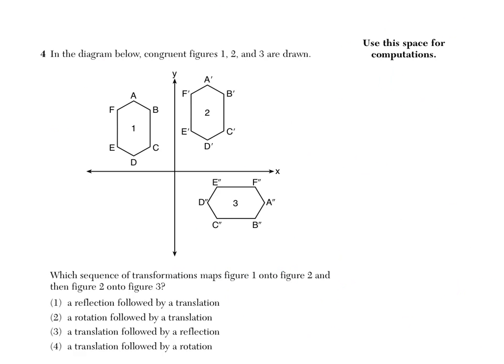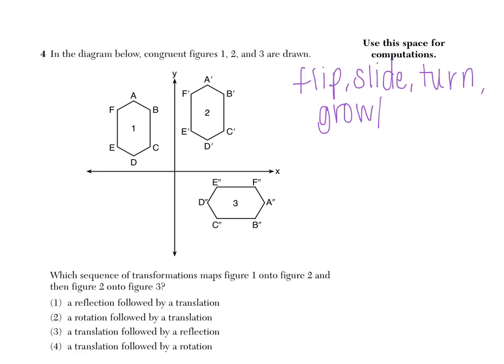Question 4 says, in the diagram below, congruent figures 1, 2, and 3 are drawn. Which sequence of transformations maps figure 1 onto 2 and then 2 onto 3? If we look at these figures, we want to figure out what keywords are being used here, like flip, slide, turn, or grow/shrink, because these keywords help us figure out what transformations are being performed.